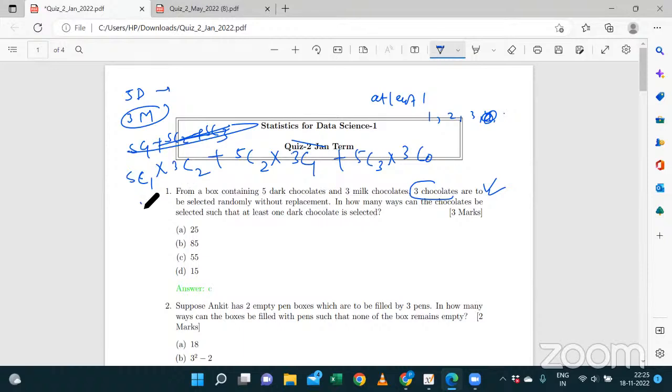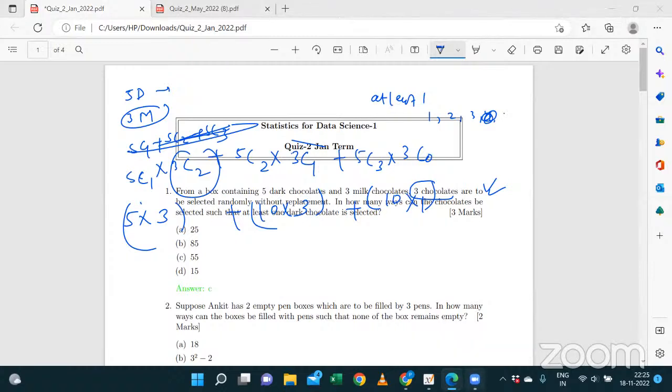By this formula, 5C1 is 5. What is 3C2? 3. 5C2 is 10, 3C1 is 3. 5C3 is again 10, and 3C0 is 1. Okay, just recheck your calculation. Yes, it's simple. I will get the answer. Thank you very much, sir.